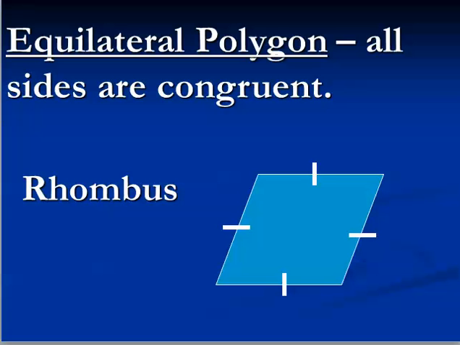We have equilateral. Equilateral means all the sides are the same. So we're going to use our quadrilaterals for our examples. An equilateral quadrilateral would be a rhombus. All four sides in a rhombus are the same.